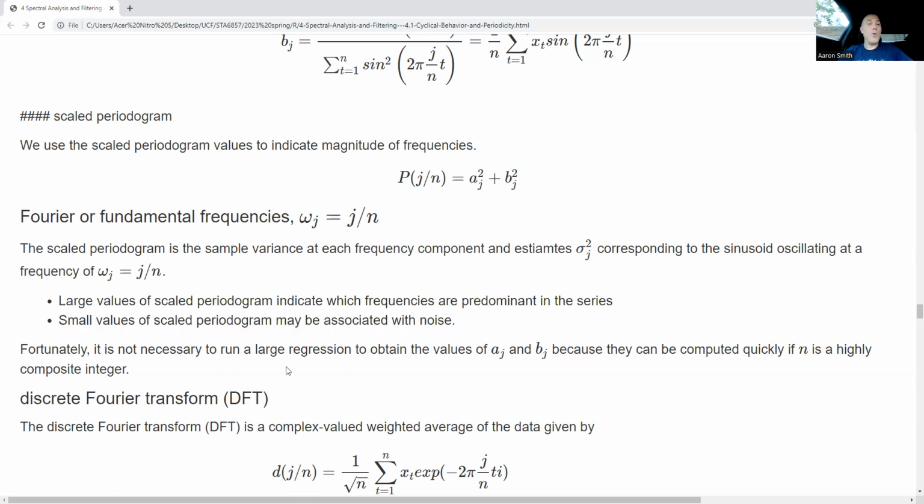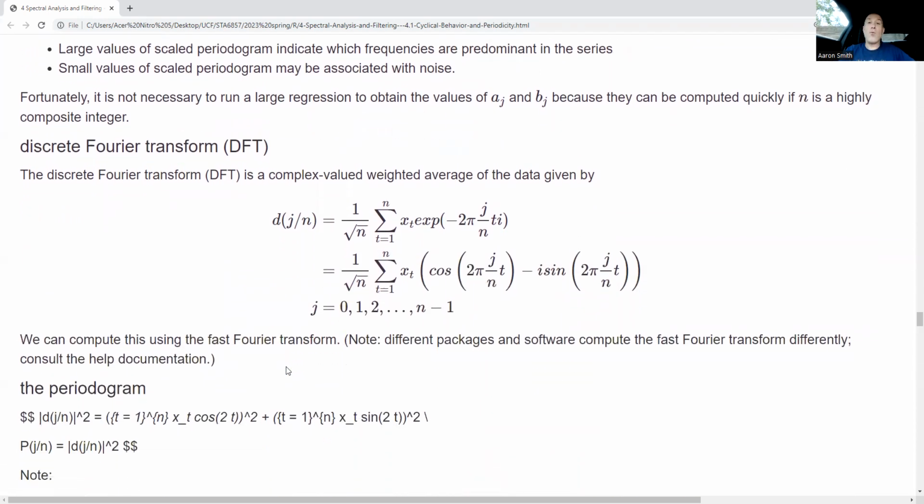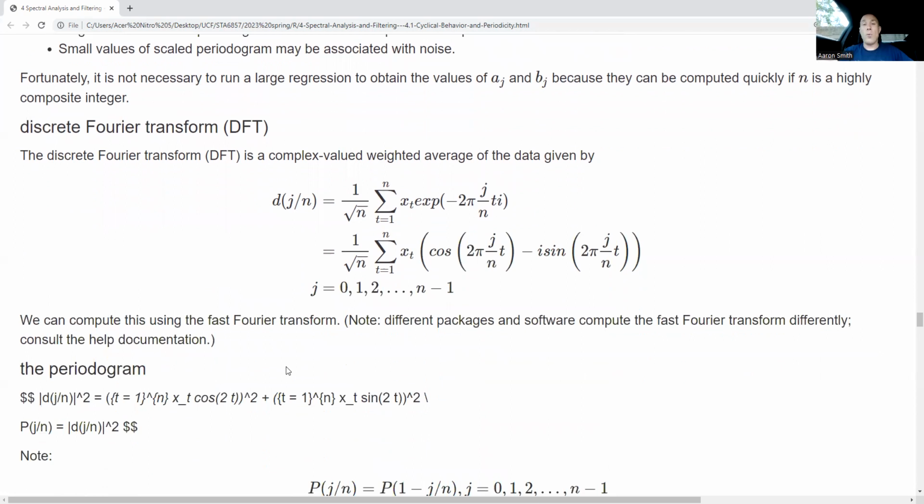Fortunately, it's not necessary to run a large regression problem to obtain the values of the coefficients, because we're going to be able to use the Fourier transform to do this pretty quickly. We're going to invoke the Fourier transform and a fast Fourier transform to do this. We'll talk about these a lot more in future videos.